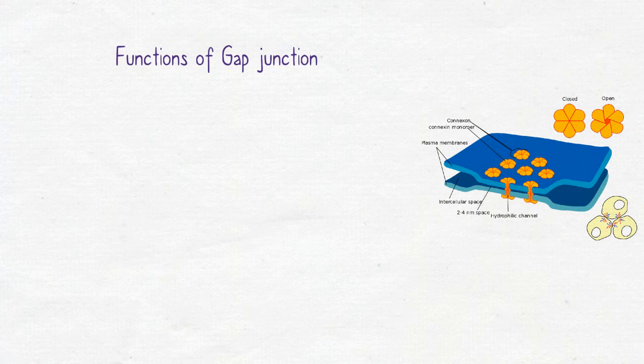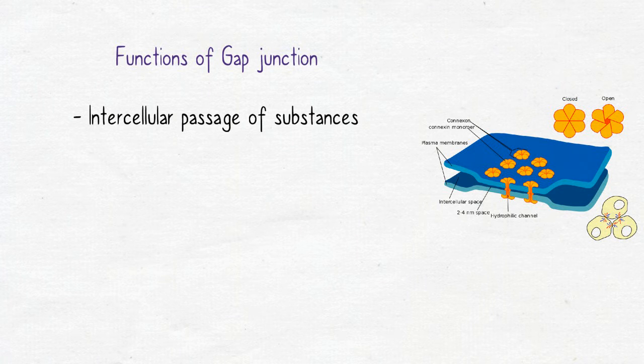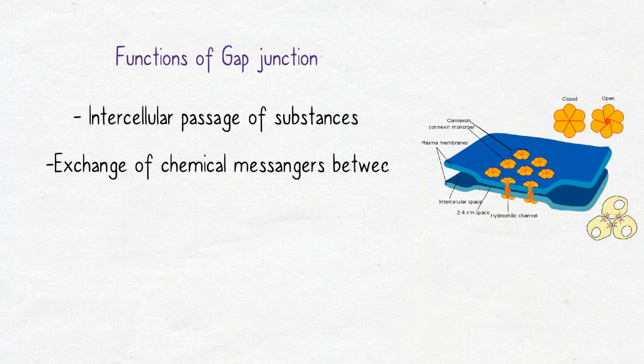The functions of the gap junction include permitting the passage of glucose, amino acids, ions, and other substances whose molecular weight is less than 1000. It helps in exchange of chemical messengers between the cells. It also helps in the rapid propagation of action potential from one cell to another.